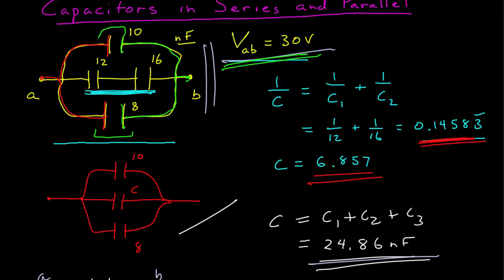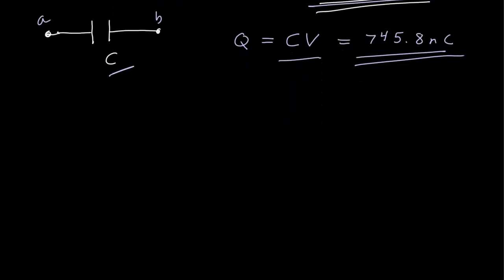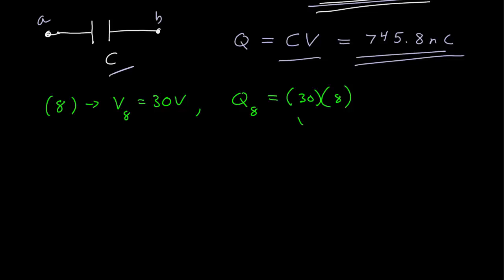So I can find the charge on those directly. The 8 nanofarad capacitor has a voltage drop equal to 30 volts. It's the same as from A to B. And then I can find the charge on the 8 nanofarad capacitor. That's 30 times the capacitance. This is C times V, and so 240 nanocoulombs, because this 8 is nanofarad. I somehow wrote my N as a C. Okay, so 240 nanocoulombs is on the 8 nanofarad capacitor.